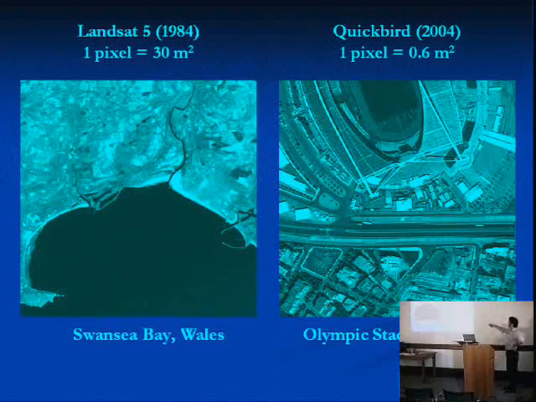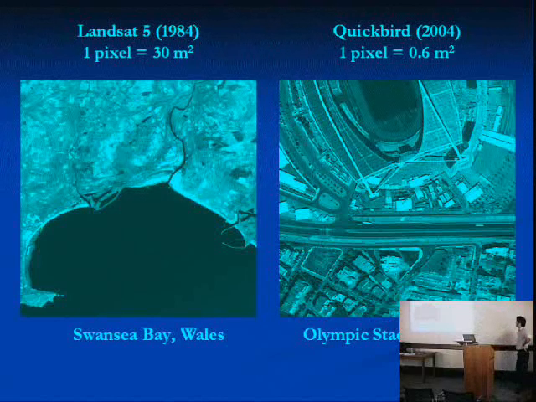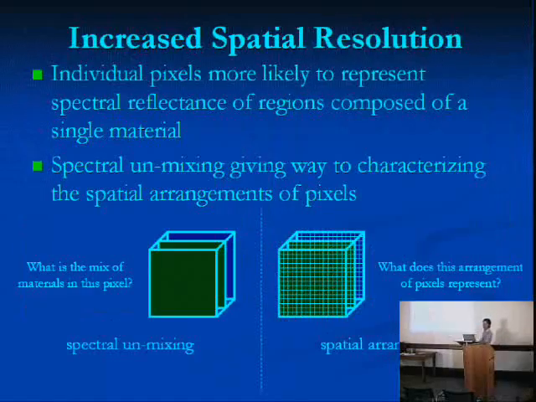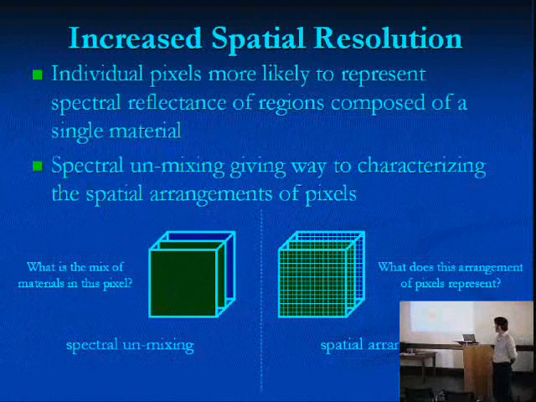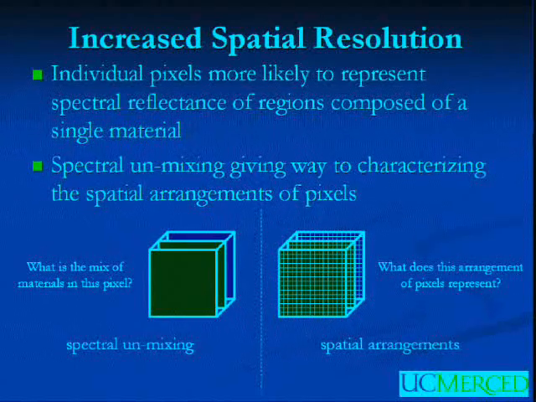So, orthogonal to this enabling better object recognition, I'm going to argue, or look into, what we can gain from trying to characterize the spatial relationships of the pixel values in these new generations of imagery. So this idea of increased spatial resolution, as I was alluding to before, means that individual pixels are more likely to represent the spectral reflectance of regions composed of a single material.